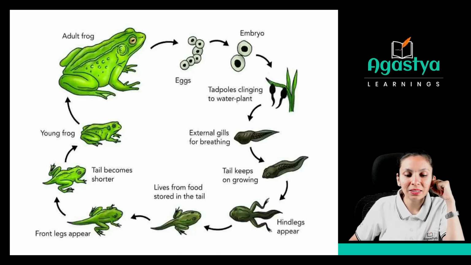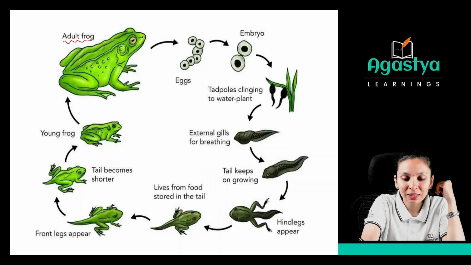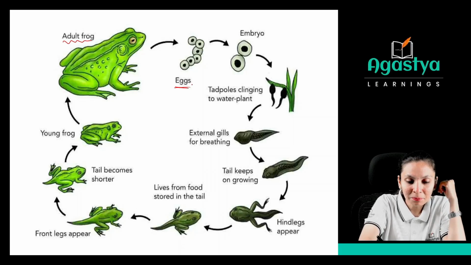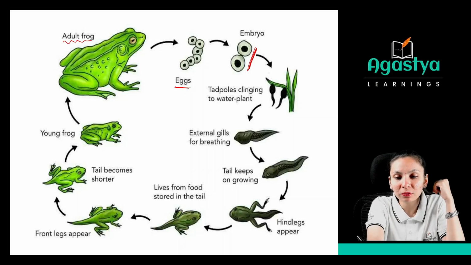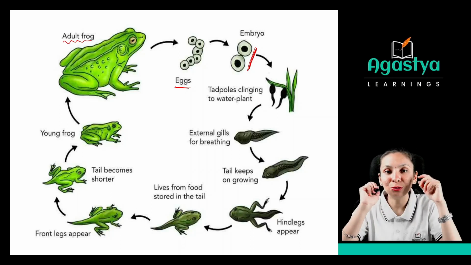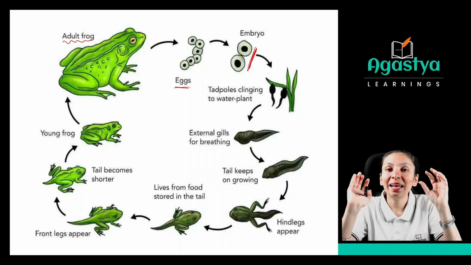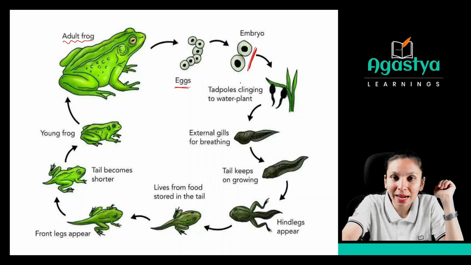Now, see, what do you observe in this image? Yes, we have an adult frog over here. This adult frog will lay eggs after some time. From these eggs, you can see the embryo is developing, right? See, so many eggs were there. But from these eggs, we can find two embryos over here. Now from these two embryos, the tadpoles are clinging to a water plant, because you know that frogs lay eggs in water only. So now these eggs will turn into tadpoles.